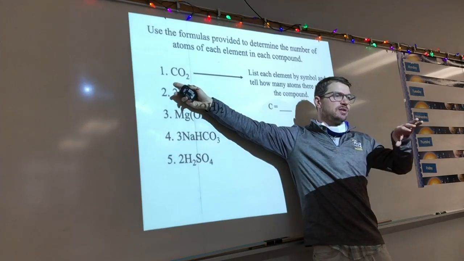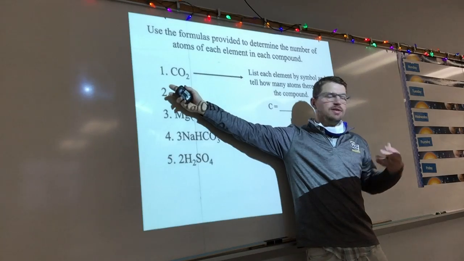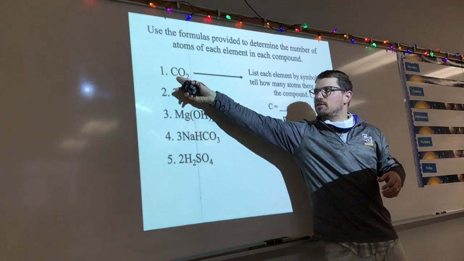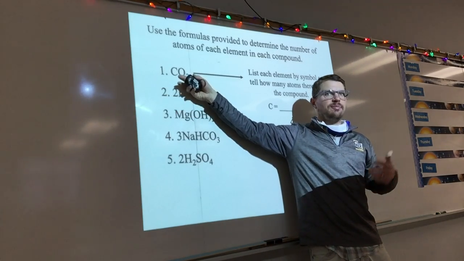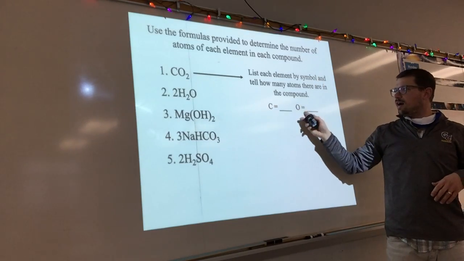Okay, so what we got to do is list these out. It helps you on paper. Some of you at home are going to have to do it digitally on your computer today, and then tomorrow I'll give you the paper. If we listed these out, what are the two elements in this thing? Anyone here? Joseph? Carbon and oxygen.